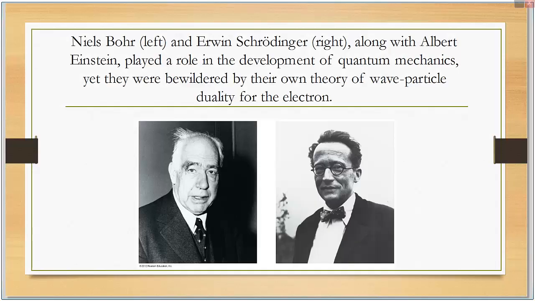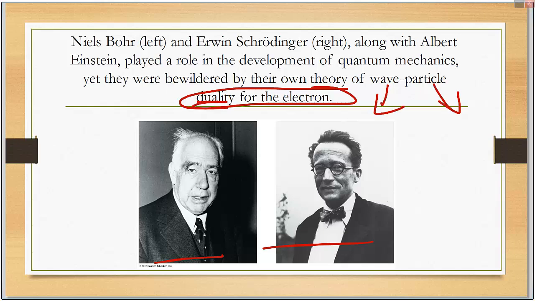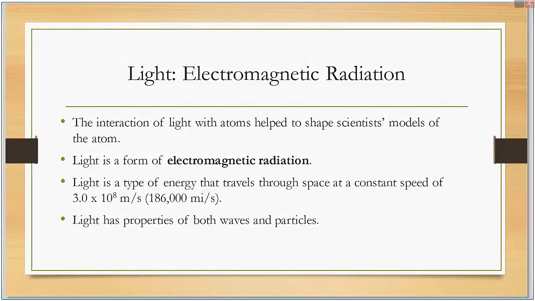So here we have Niels Bohr and Erwin Schroedinger, who, along with Albert Einstein, played a role in the development of the quantum mechanical model. Yet they were confused by the fact that the electron behaved in 2 different ways, and they called that the duality of the electron. Dual being 2, they act as waves and they act as particles. So they act as a wave-particle, as with light, electromagnetic radiation.